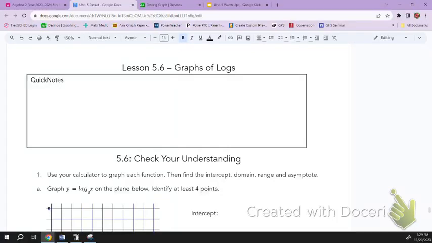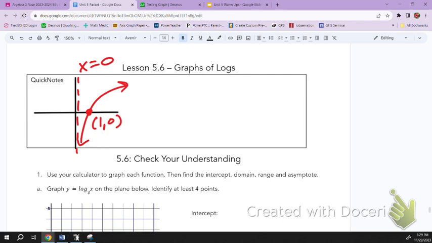All right, graphs of logs. We're going to make a sketch of a log function. A log function has an intercept. It also has an asymptote at x equals 0. So that's a little sketch of what a log function could look like.